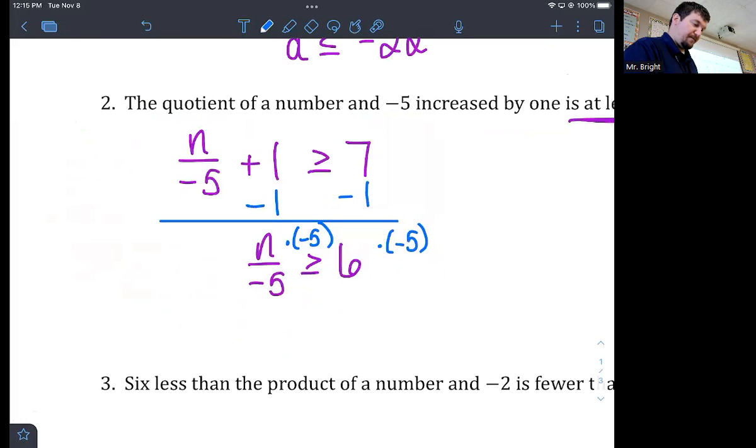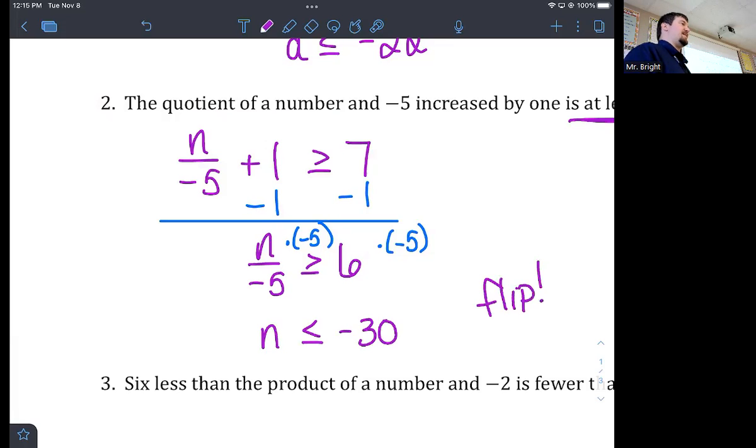So now we're going to have n is less than or equal to. And then Austin, what's 6 times -5? -30. Yeah, so this is one that we have to flip on. That's because he told us to multiply by -5.